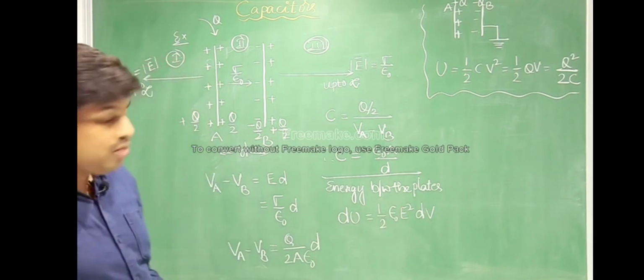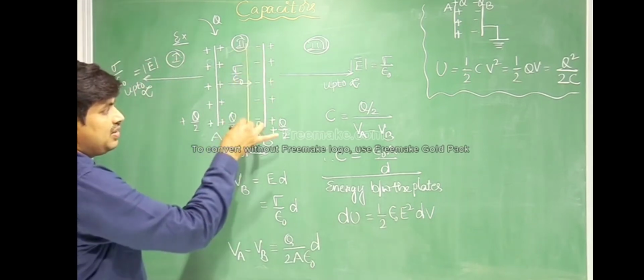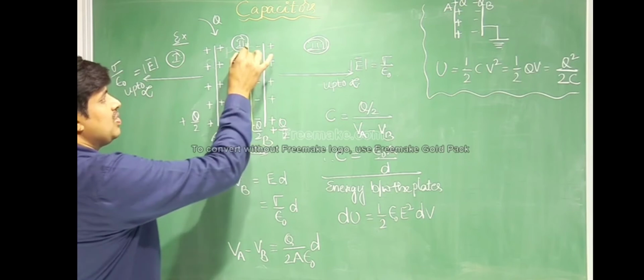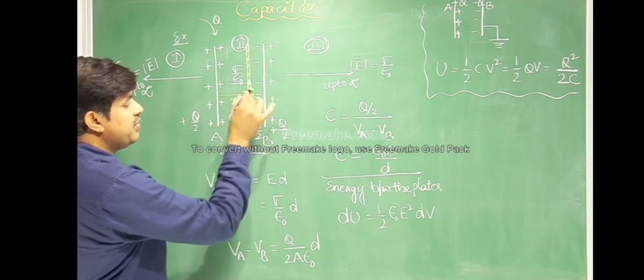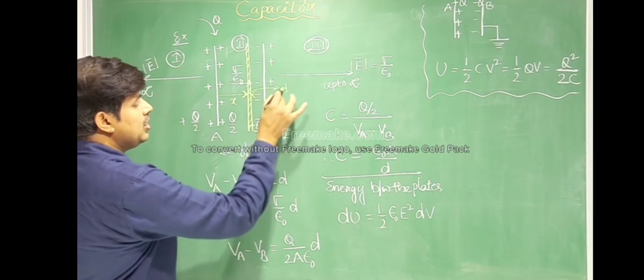Now, my dear friends, you are able to imagine one thin layer over here. This is said to be a thin layer at a distance x, and say its width is dx. This width is said to be dx.